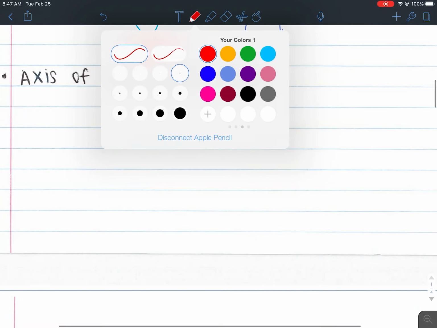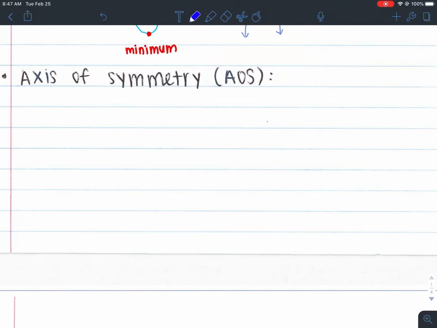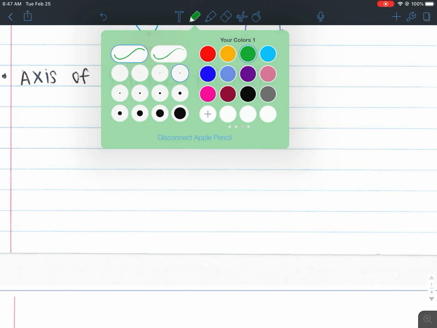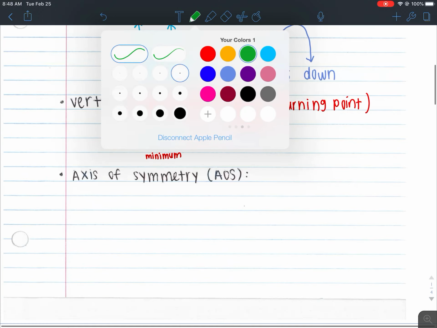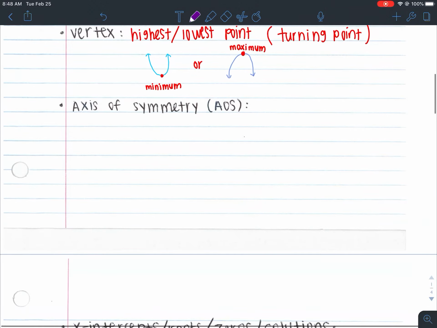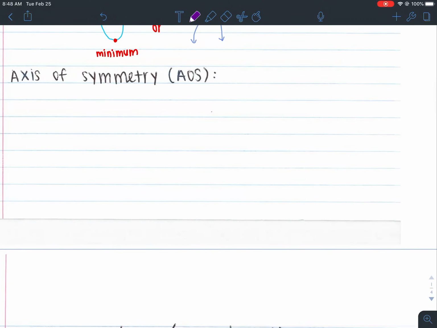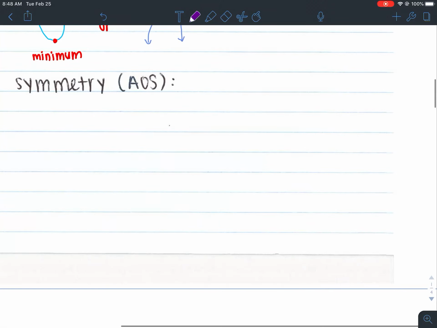Now, the next vocabulary word is something we've also talked about before, which is the axis of symmetry. Have I used green yet today? Oh, I have. Let's use purple. Axis of symmetry. So I'm going to give you the fancy definition, and then we're going to talk about what that means visually. So the axis of symmetry.